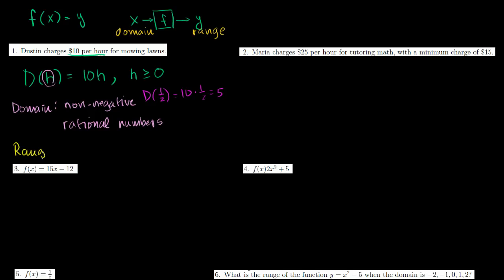And then the range. Once again, whatever number you put in for h, remember you can only put in non-negative rational values for h, you're going to get positive values for how much he charges, for 10h, for the value of the function. So once again, it's going to be non-negative. And if you put a rational number here, expressed as a fraction, and you multiply it by 10, it's still going to be a rational number. Non-negative rational. And if you want to be really cute, you could say any number that can be actually expressed as dollars.